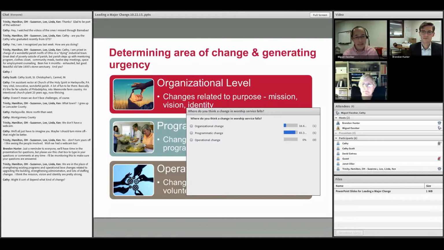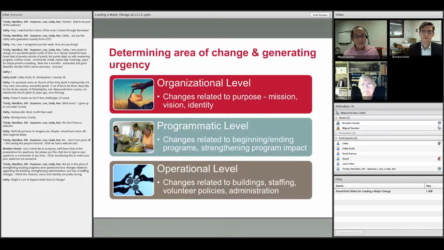Kathy brings up the point, might it depend on the kind of change? Certainly, clearly, yes. I'm wondering if we can think of a change in worship that would not necessarily be as related to the core identity of a congregation. While you're thinking about that, I'm going to ask our third question.